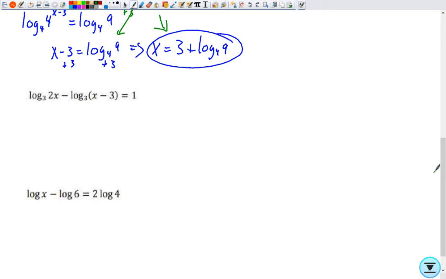So I see these two logs together. Now, when I see that, just like the one previous, I'm going to condense first. I don't want a bunch of logs flying around. I want to see if I can condense this into one log. So the log property, the quotient property, says if you have two logs with the same base and there's subtraction going on, I can condense it by dividing.